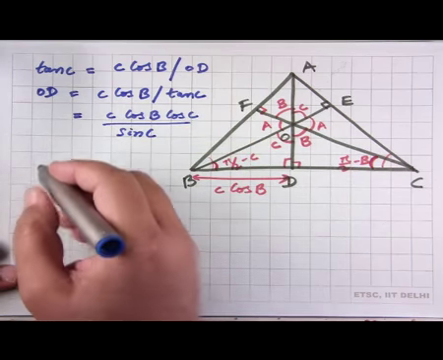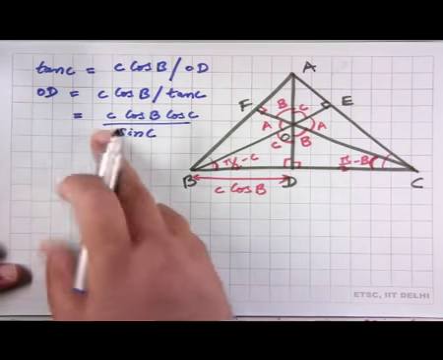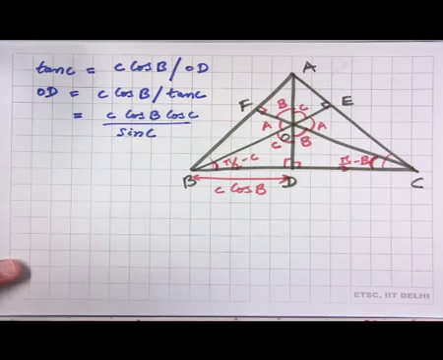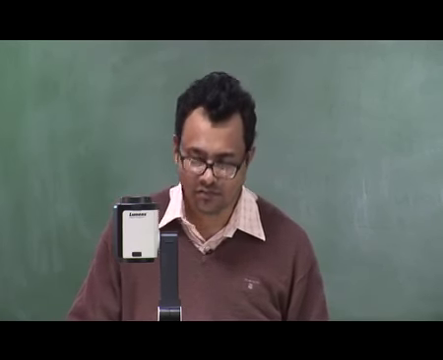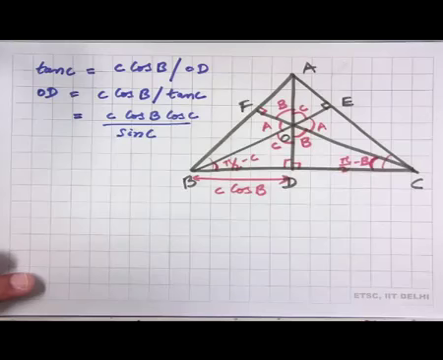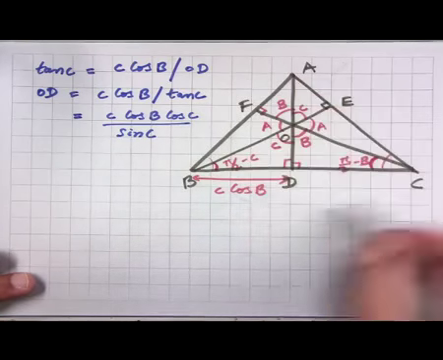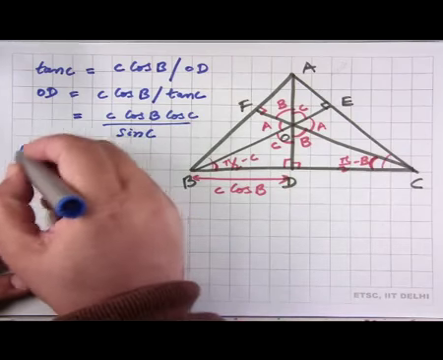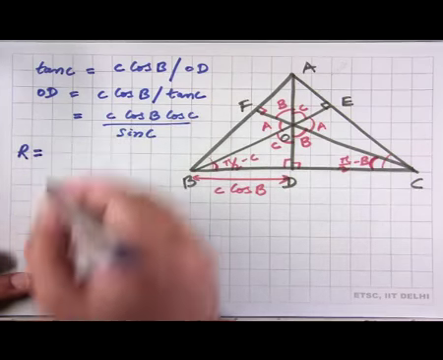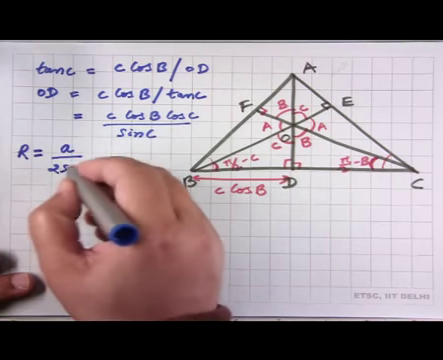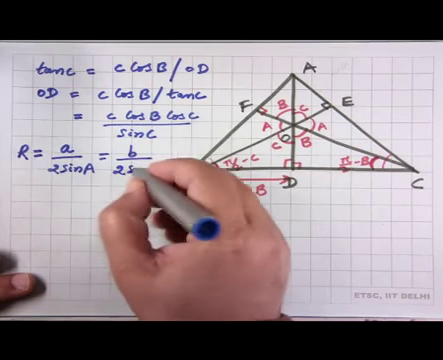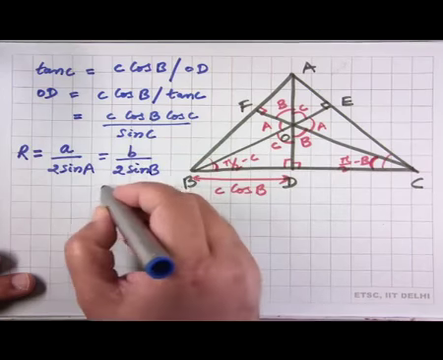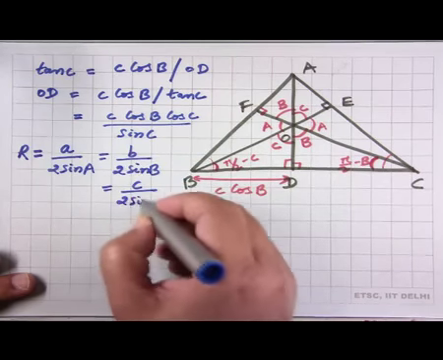Now, from the sine law, we know that these ratios c by sine C, b by sine B, and a by sine A are all equal. Also, from our discussion on the circumcenter and the circumcircle, and of course the circumradius, we know that the expression for the circumradius of the triangle ABC is given by R, which is equal to a by 2 sine A, which is also equal to b by 2 sine B. This is also equal to c by 2 sine C.